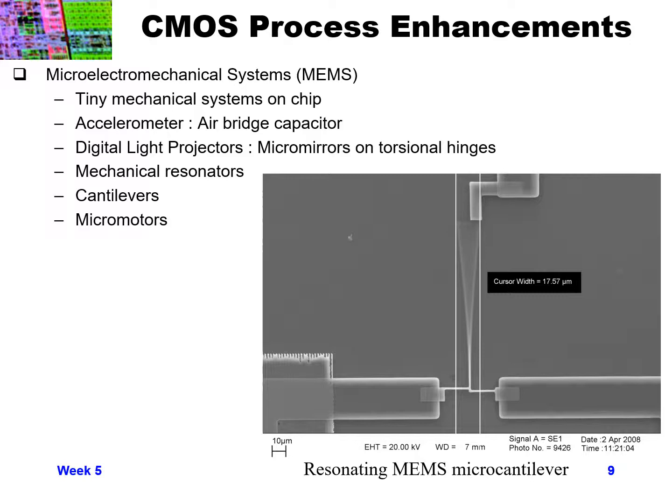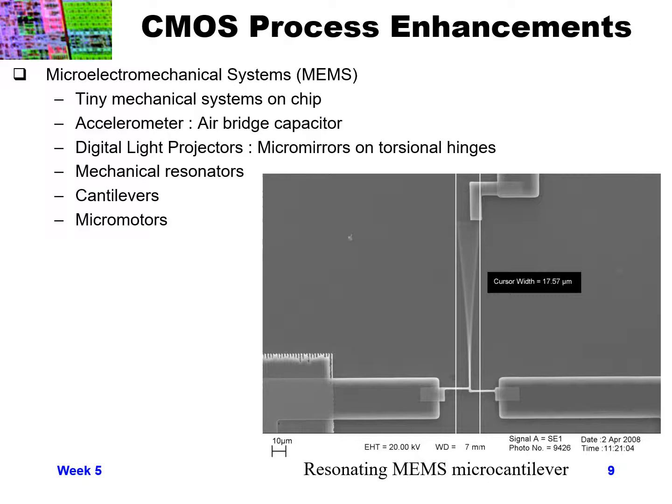These have been used for many years for accelerometers, where you create basically an air bridge capacitor that, as it moves, because it has an air bridge, will have a little bit of bending, and the capacitance value changes with movement. It's been used for many years in digital light projectors, creating micro mirrors that are on hinges, so really tiny mirrors on really tiny hinges.